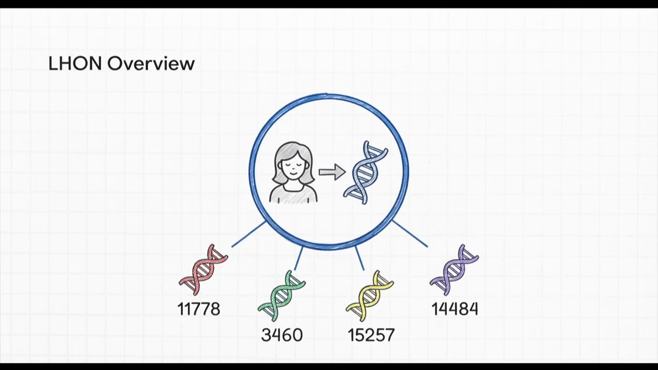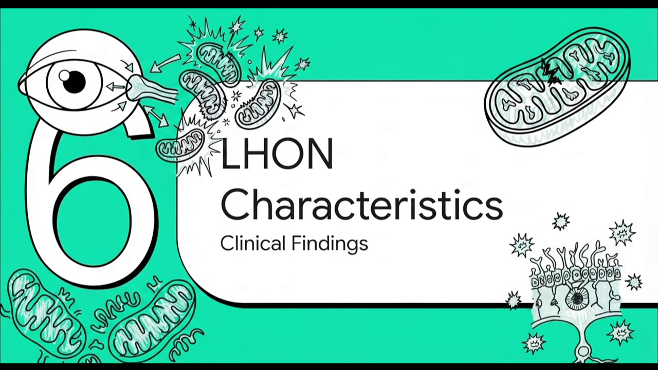Now, because mitochondria are passed down exclusively from the mother, a positive family history on the maternal side is a massive red flag. On a genetic level, LHON is driven by specific point mutations in the mitochondrial DNA. To get granular with the numbers, the main culprits are point mutations at positions 11778, 3460, 15257, and 1444. These precise genetic errors are exactly what set the stage for that late complex loss and the toxic cascade we were just discussing.